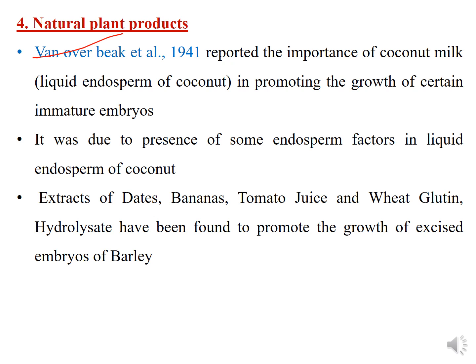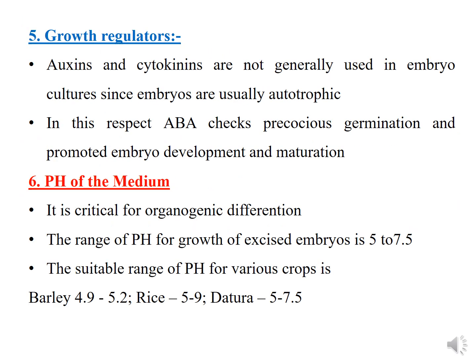In some tissue cultures, for raising these embryo cultures, they will use extracts of dates, bananas, tomato juice, and wheat gluten hydrolysate. They found that it will promote the growth of excised embryos of barley. Growth regulators: generally they will not use auxins and cytokinins in case of mature embryos, because they are already matured. In case of immature embryos, if required, then according to the stage we have to use these growth regulators.